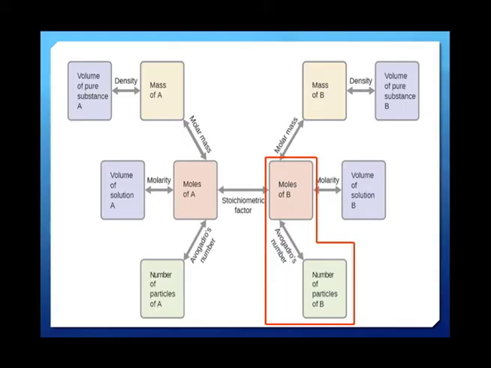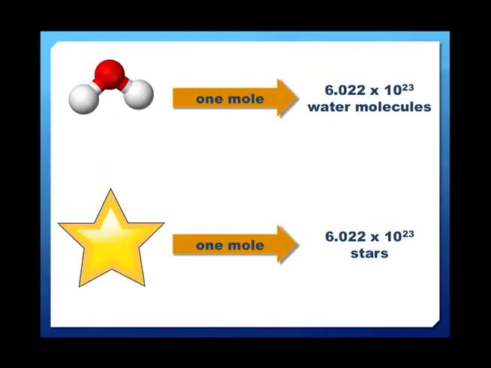This is because 1 mole is equal to Avogadro's number, regardless of the object or substance in question. 1 mole of water molecules and 1 mole of stars, while they represent incredibly different masses, still represent the same number of objects, and that number is always Avogadro's number, or 6.022 times 10 to the 23rd.